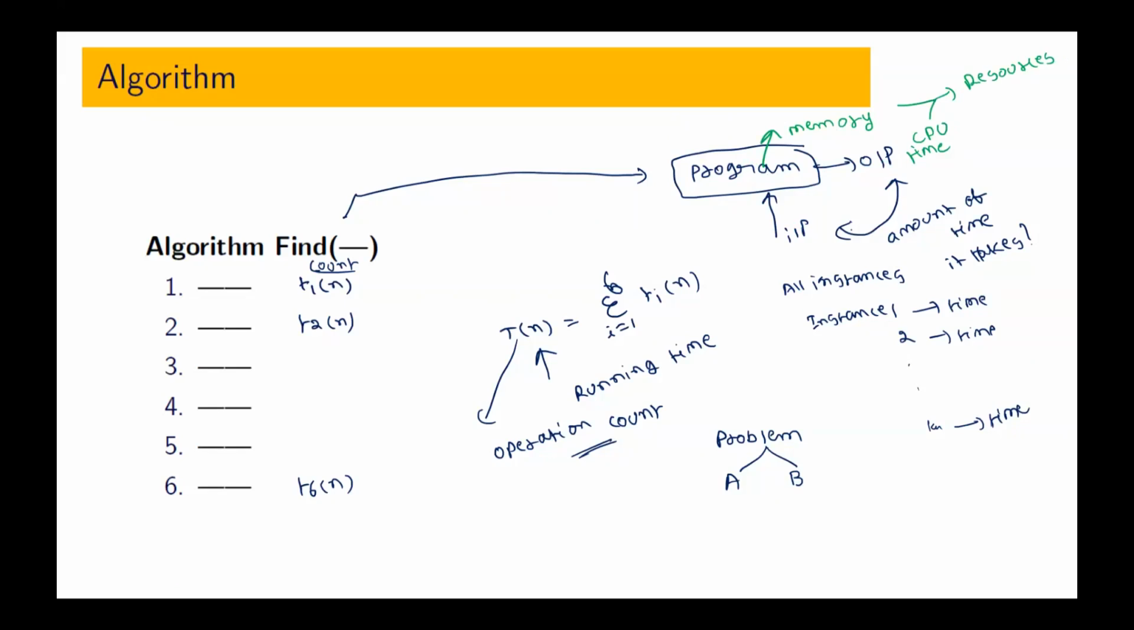Now we can compare. Say I have a problem. To solve that problem, I have two correct algorithms, A and B. Which algorithm is better? Which is better is the question now. Input size, I am considering it as n. Which is better?